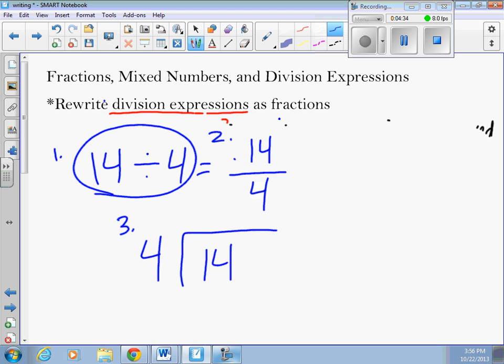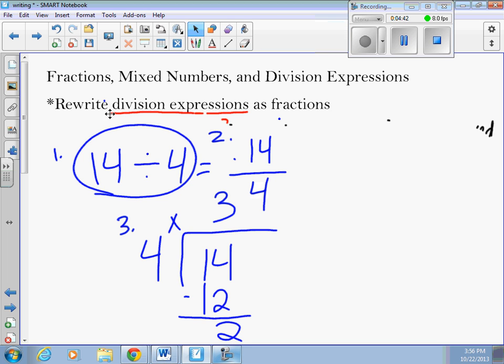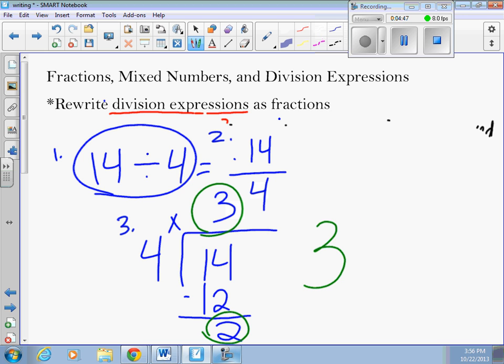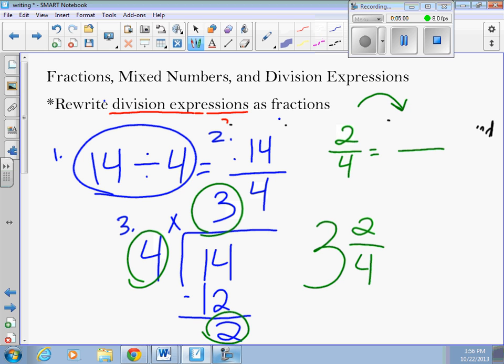4 goes into 14 3 times. 3 times 4 is 12. We subtract and get 2. Our mixed number is 3, with the remainder over the divisor, 3 2/4. We can simplify 2/4 into an equivalent fraction by dividing the top and bottom by the same number. I know they both share a factor of 2.